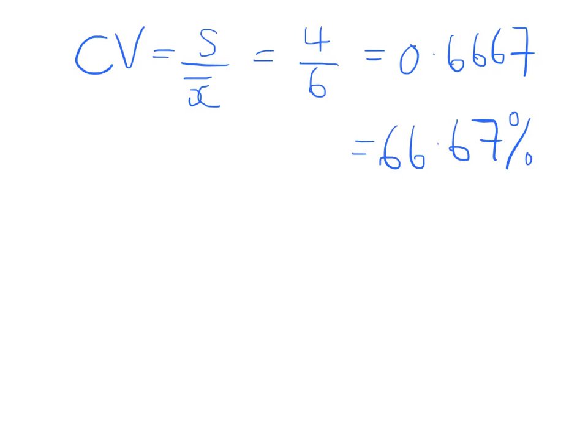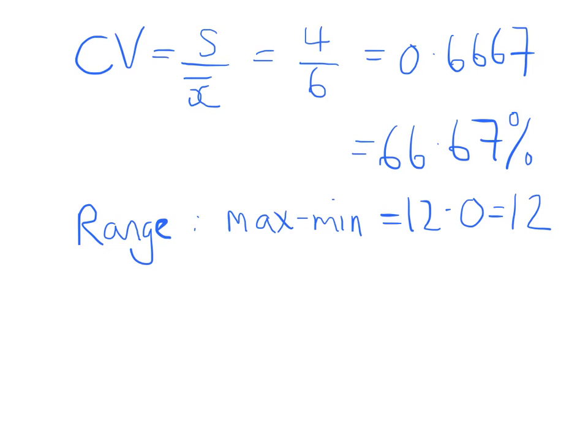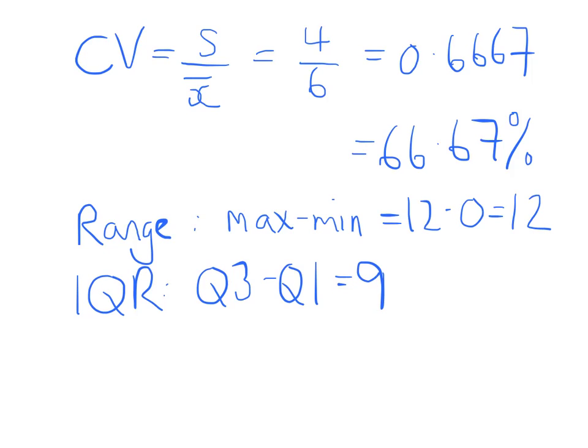Now we also have to do our range and our interquartile range. Range is just the maximum minus the min. Our maximum is 12, minimum is 0, so we've got a range of 12. And in terms of our interquartile range, well, that's just Q3 minus Q1. We've got each of those values, so Q3 is 9, Q1 is 3, so our interquartile range is 6, and that just represents the spread of the middle 50%. So that takes care of question 1.